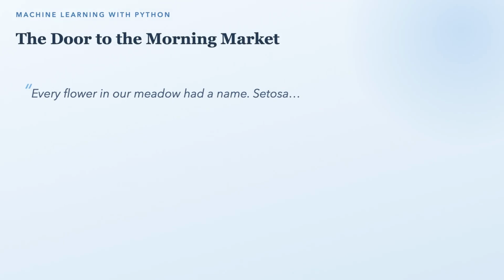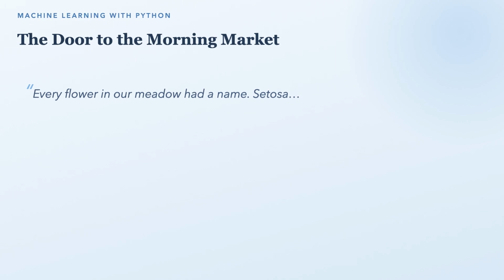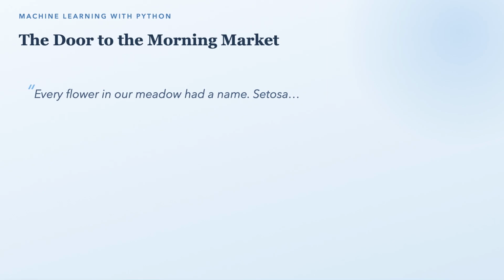Every flower in our meadow had a name. Setosa, Versicolor, Virginica. Our only task was to match a stranger to a family that already existed. But listen, beyond that gate, there's a morning market. Shoppers filling the square, and not one of them wears a label. No names, no groups, no answers written anywhere. What if the data has no names at all, and the groups themselves are what we must discover? That is a different kind of learning, and it's wonderful. Rest here a moment. When you're ready, the next door is open.